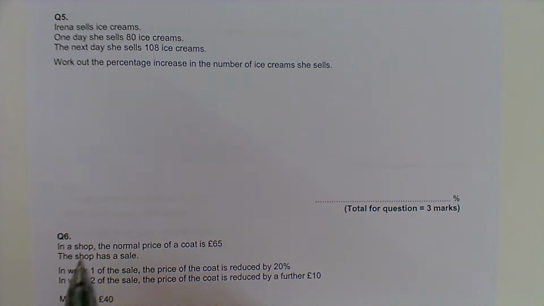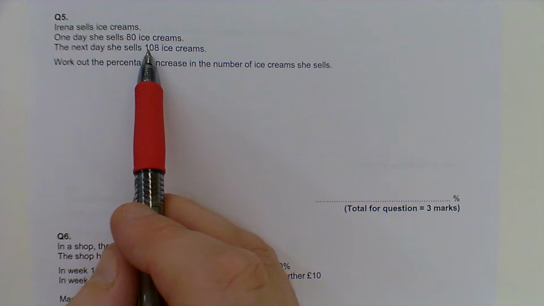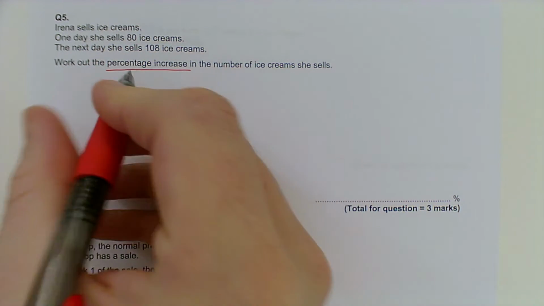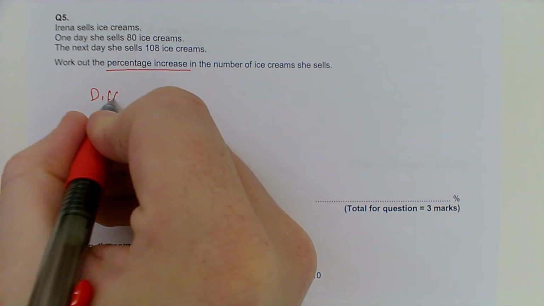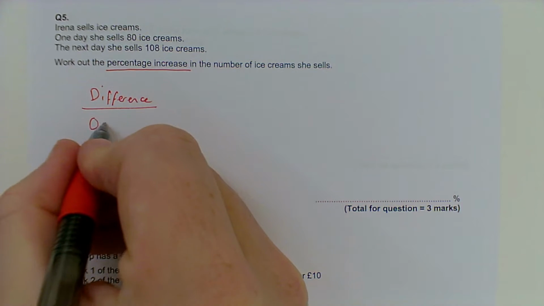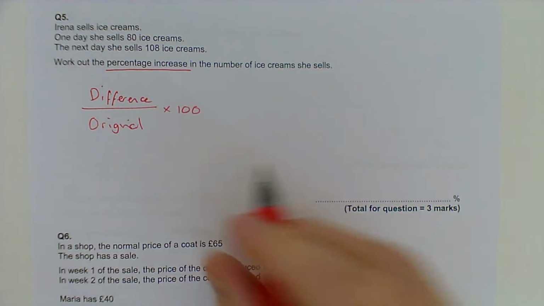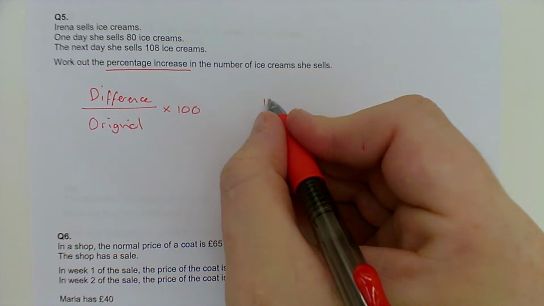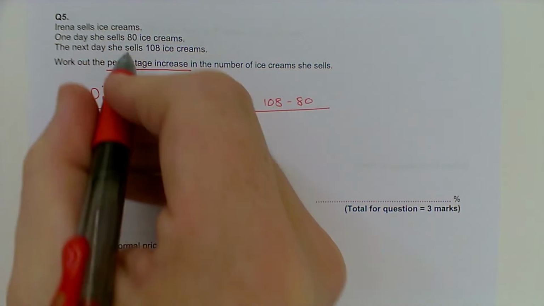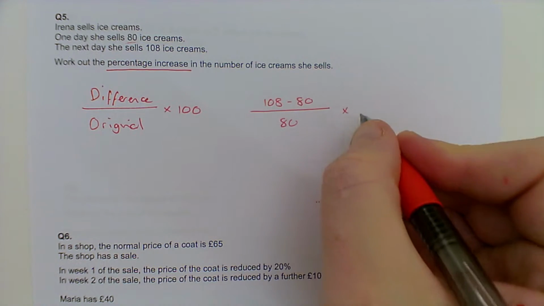Okay, question 5. This person sells ice cream. One day she sells 80 ice creams. The next day she sells 108 ice creams. Work out the percentage increase. Well, percentage increase, if you remember, is the difference over the original times 100. So what is the difference between these two? Well, it's going to be 108 minus 80 over the original. Well, the first day she did, her original amount was 80, so over 80 multiplied by 100.